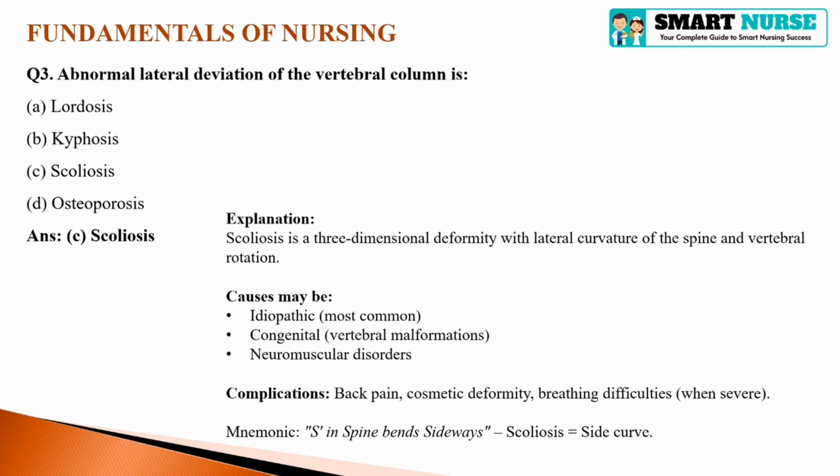So when any abnormal movements or abnormal, unusual things happen, what is the change we are calling that? That means lordosis. First one is lordosis, kyphosis, C is scoliosis and D will be osteoporosis. This answer will be for scoliosis. Why? Because first we can discuss lordosis.